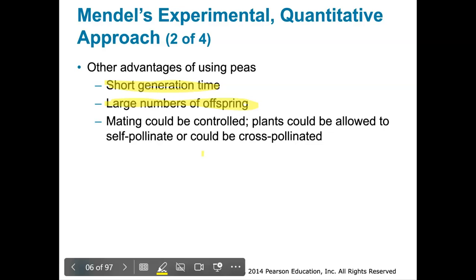What you can do is either allow the garden peas to self-pollinate, and that way they are crossing with each other, or you can cross-pollinate the garden pea plants. In other words, you can take a paintbrush, remove the pollen from the male part of the flower, and then apply the pollen to the female part of the flower that you want to cross it with.